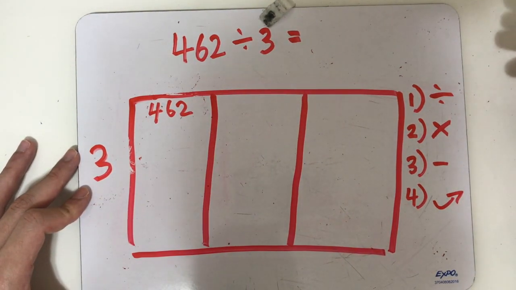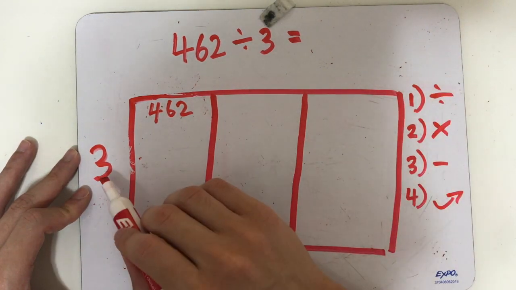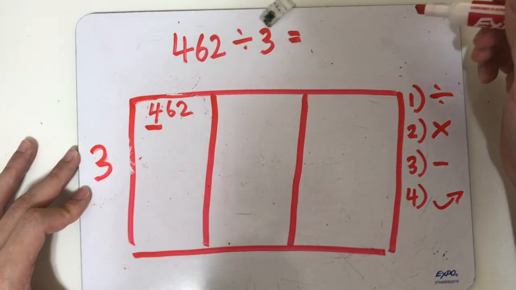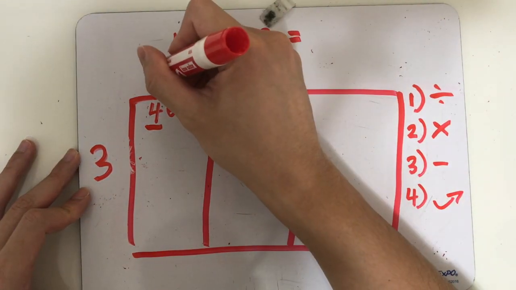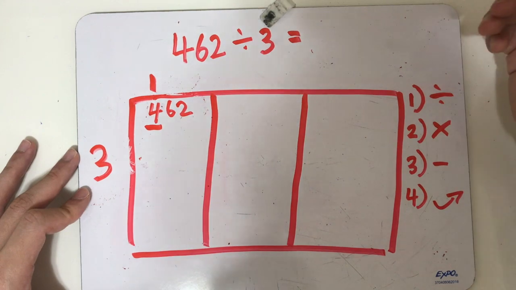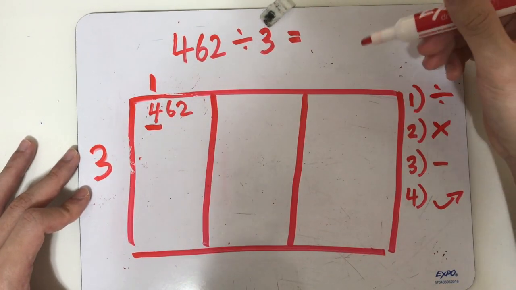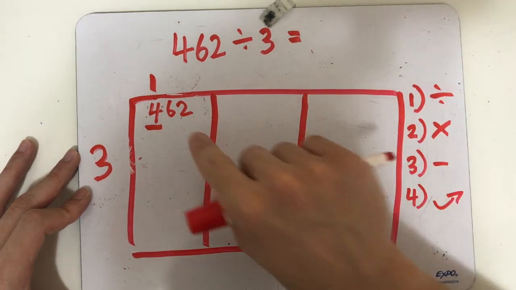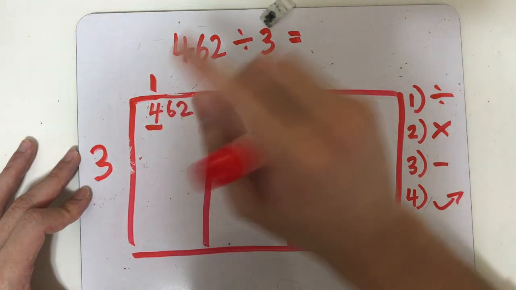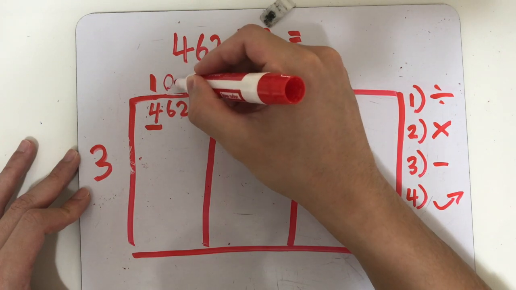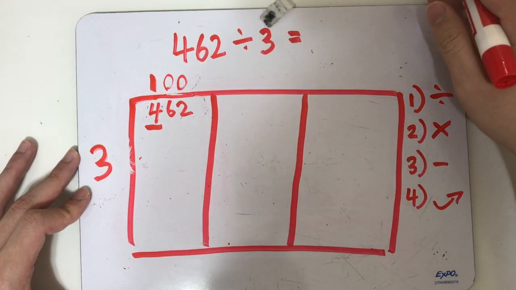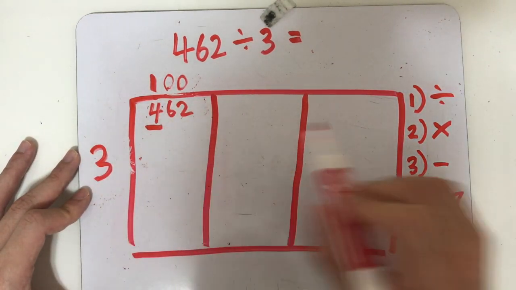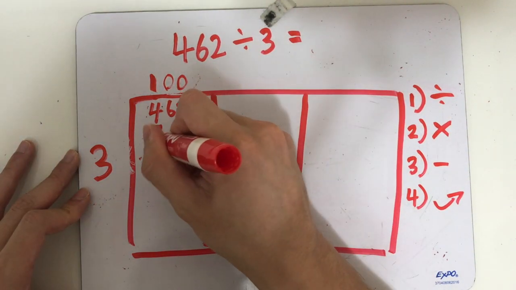Then I'm going to ask myself, because I'm going to be dividing, how many times can the number 3 go into the number 4? Well, I know that I can go in there 1 time. But is that number 4 really a number 4, or is it just a 4 in the hundreds place? Well, we know that it's actually in the hundreds place, and we're going to have to represent that by adding 2 zeros to our 1, so that it's 100 now. And now we're going to multiply 3 times 100 to get 300.